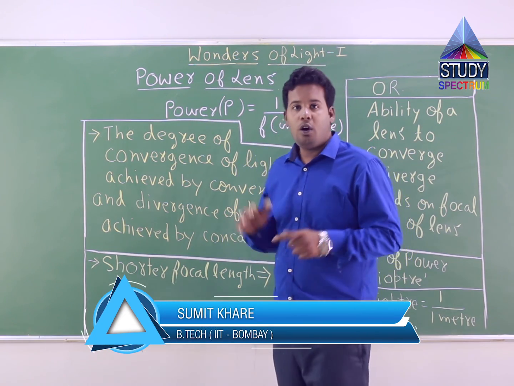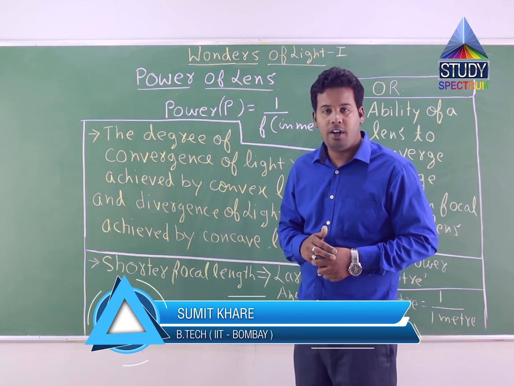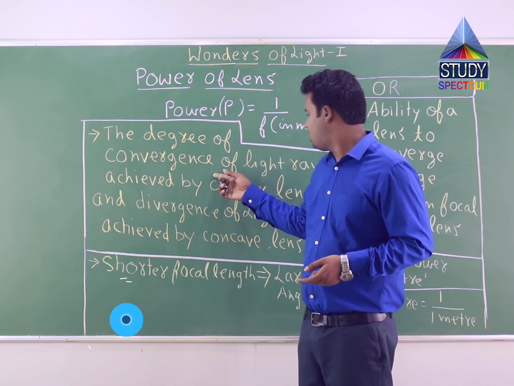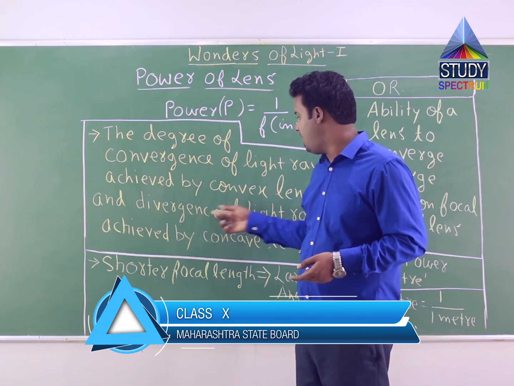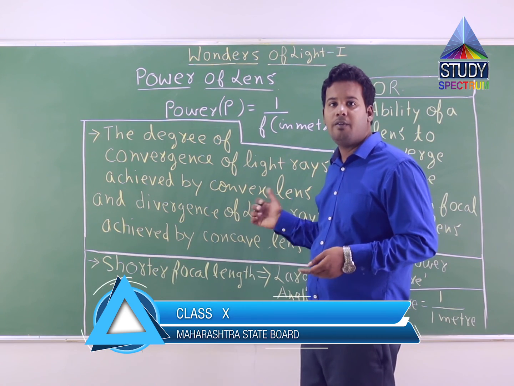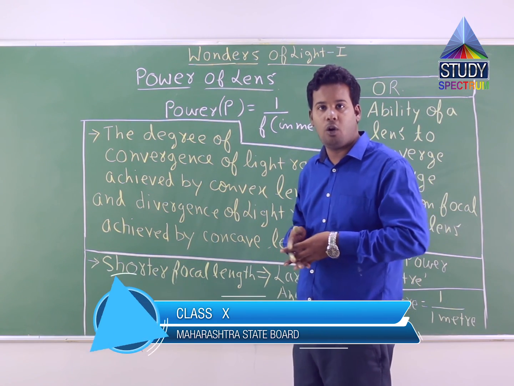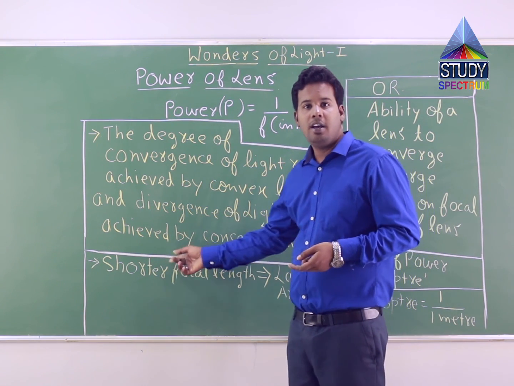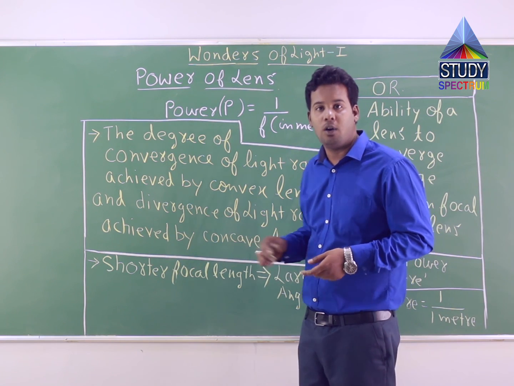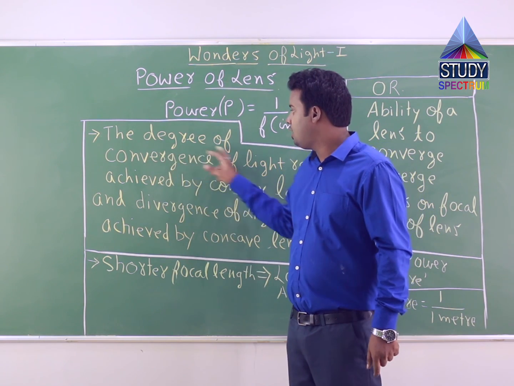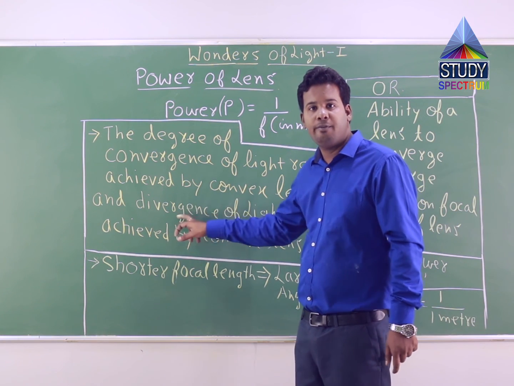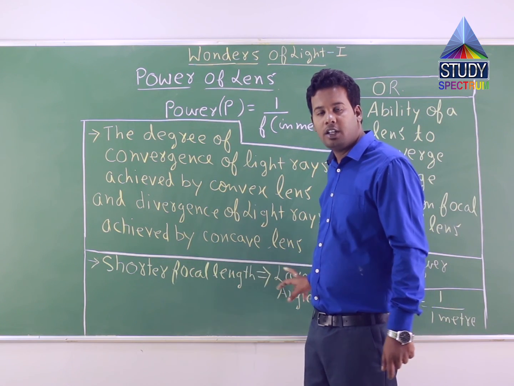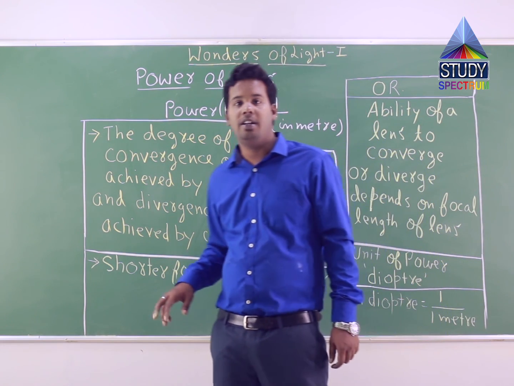So if we want to write the definition of power of lens, what we can write? I have written over here, if you can see, the degree of convergence of light rays achieved by convex lens, because convex lens has a tendency to converge light rays falling onto it, correct? And divergence of light rays achieved by concave lens is actually the power of lens. The degree of convergence of light rays achieved by convex lens and divergence of light rays achieved by concave lens is actually the power of lens.